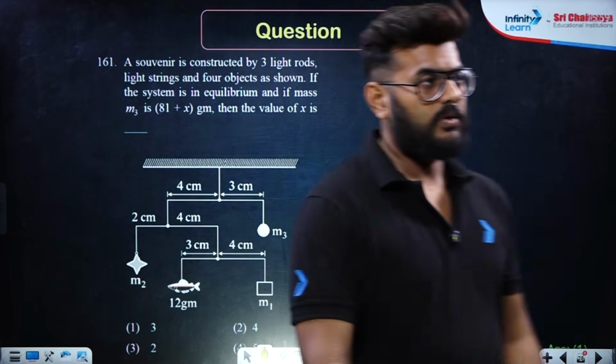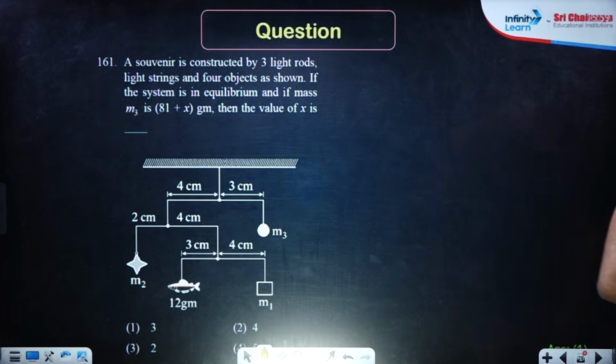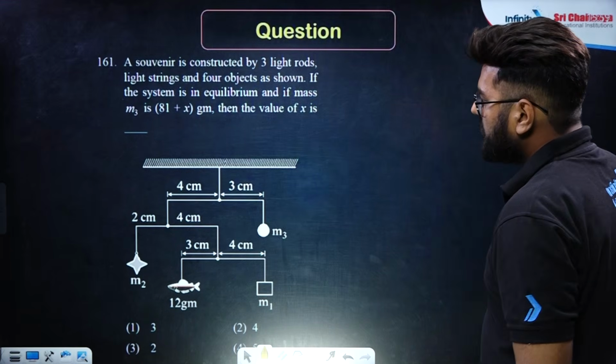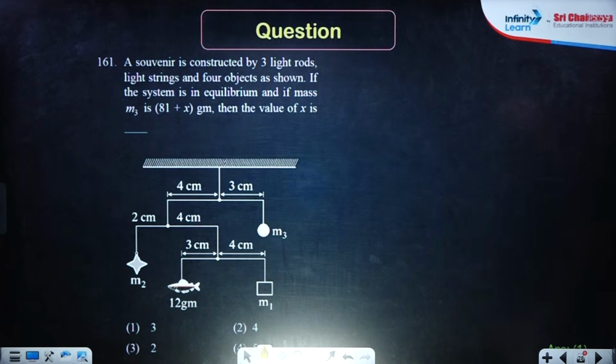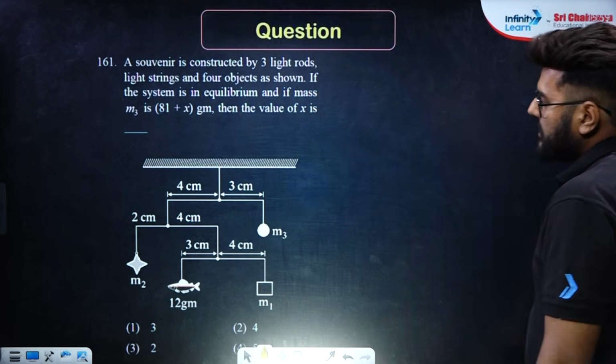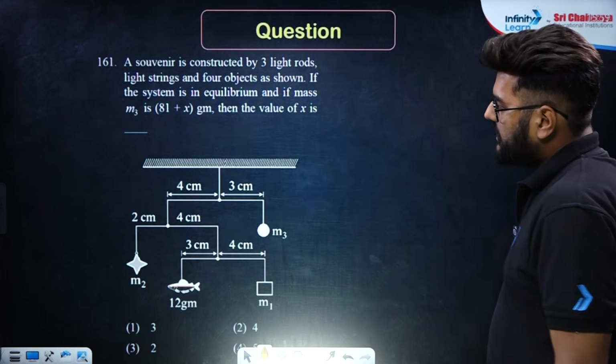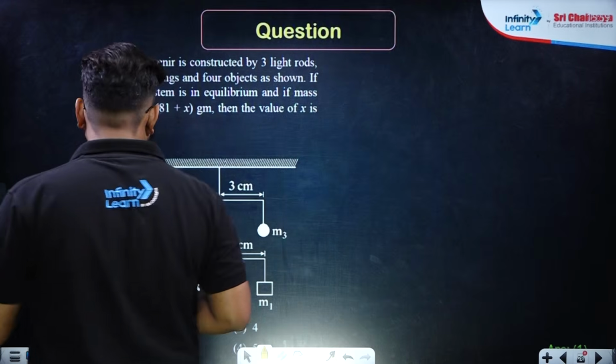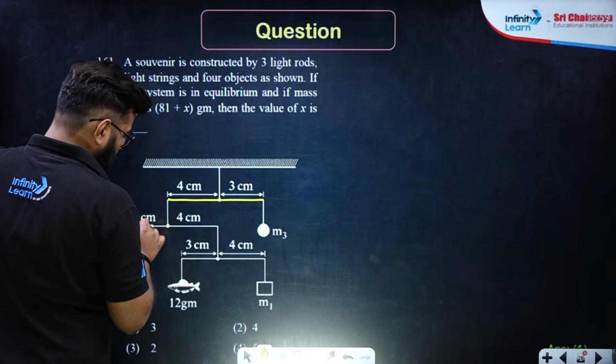Now this question. Good. A souvenir is constructed by 3 light rods, light strings and 4 objects as shown. If the system is in equilibrium and if mass m3 is 81 plus x gram, then what is the value of x? See, this is a standard case of rotational equilibrium. These are light rods, okay?